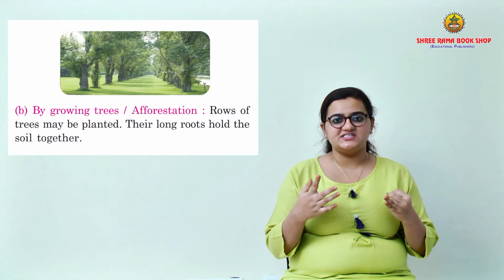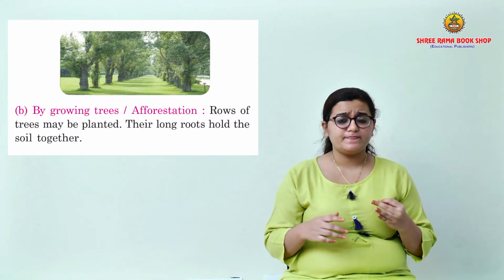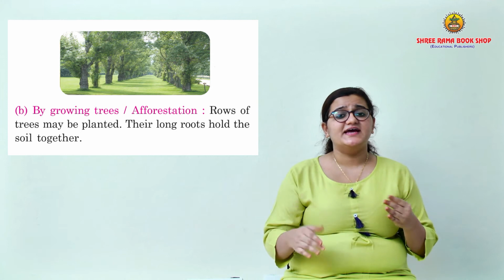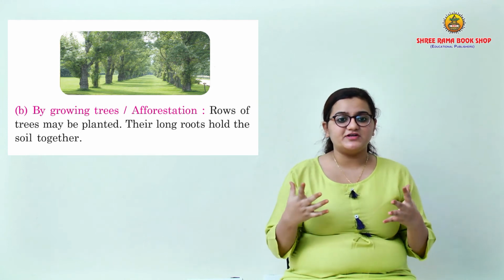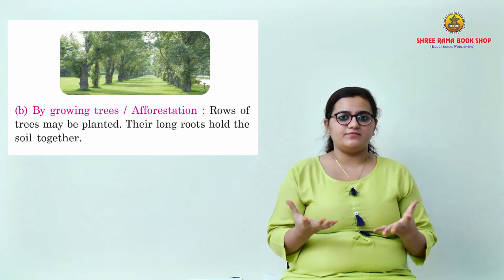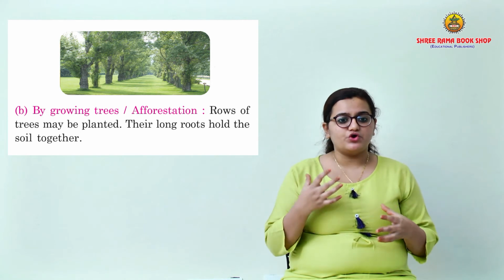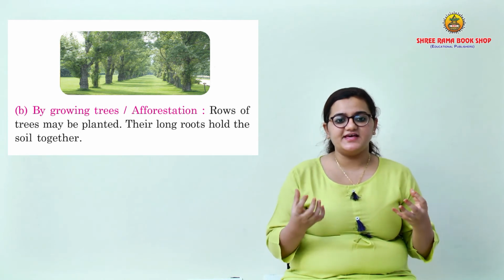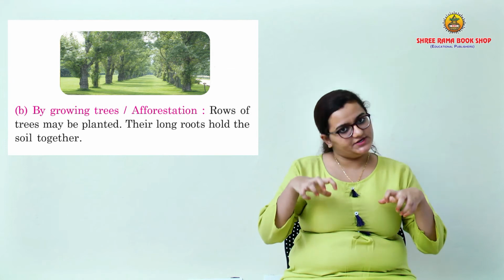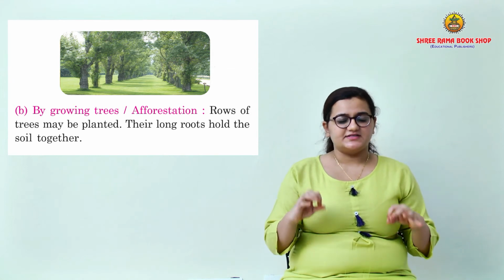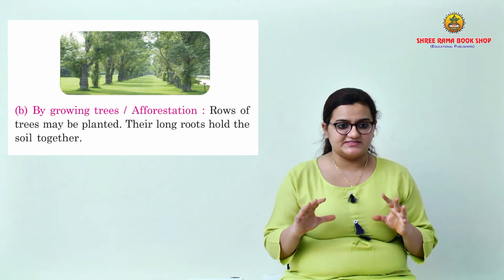Now let us look at the other method, growing trees, or afforestation. Deforestation was cutting out the trees, whereas afforestation means planting more and more trees. When rows of trees are planted, their long roots hold the soil together. Yes, this is a good method of soil conservation.